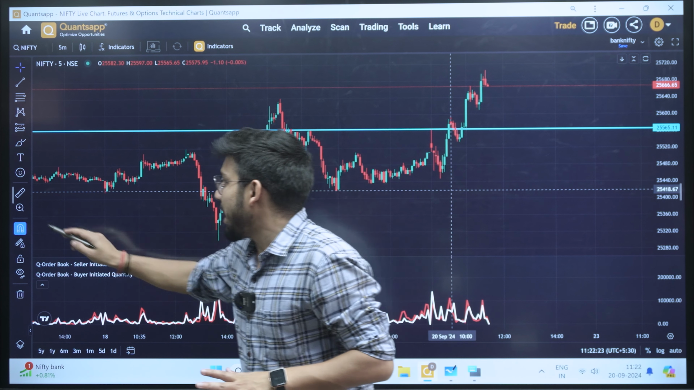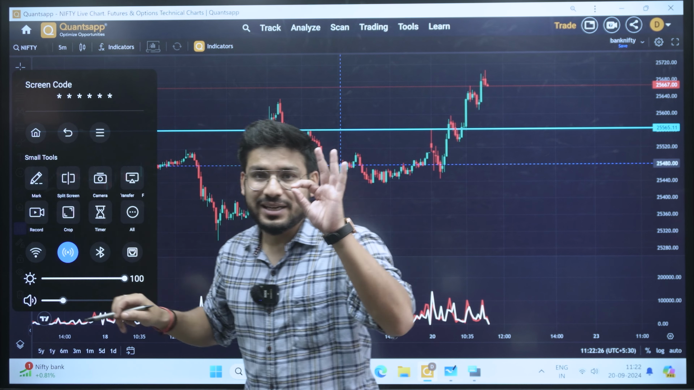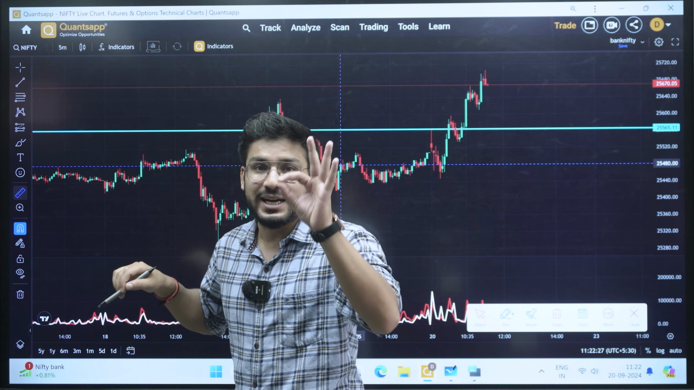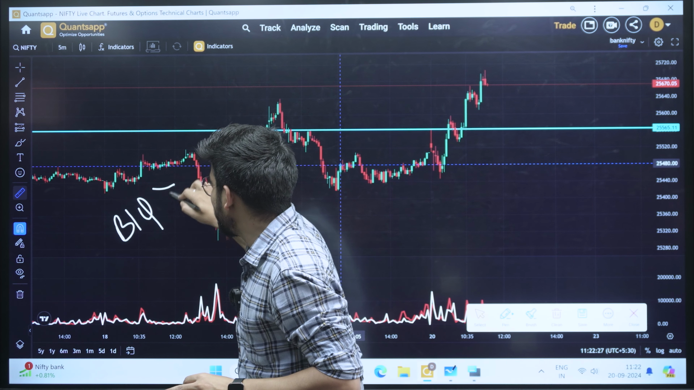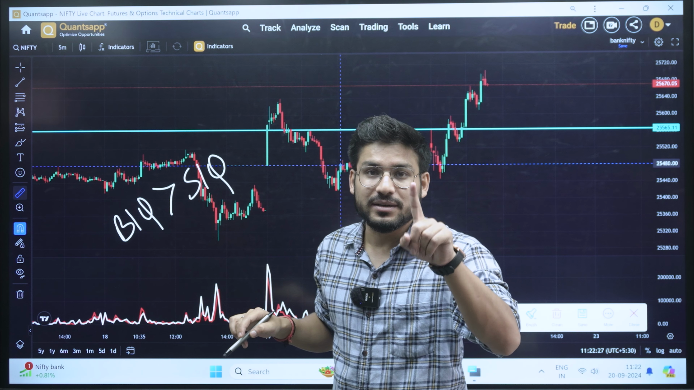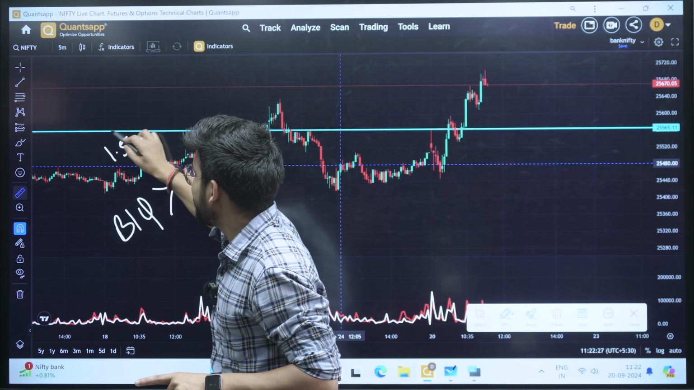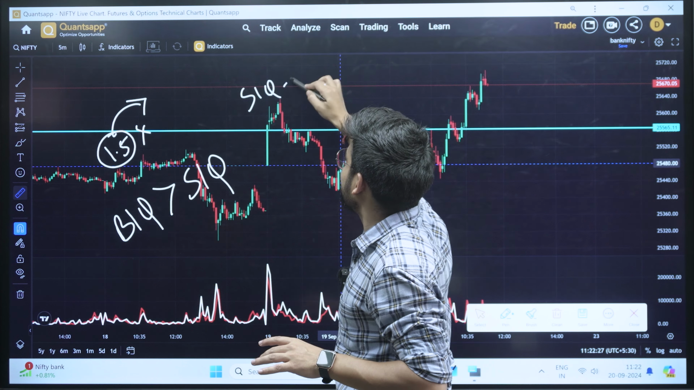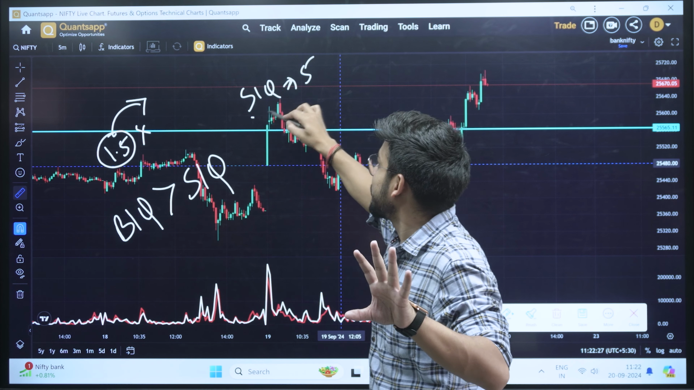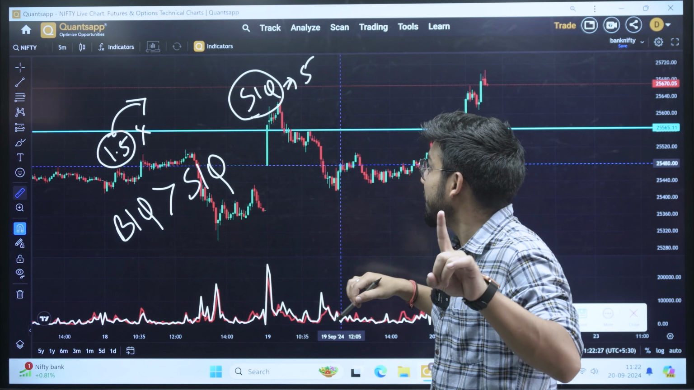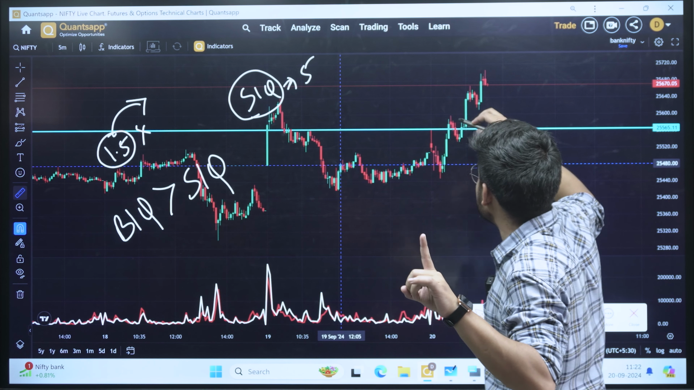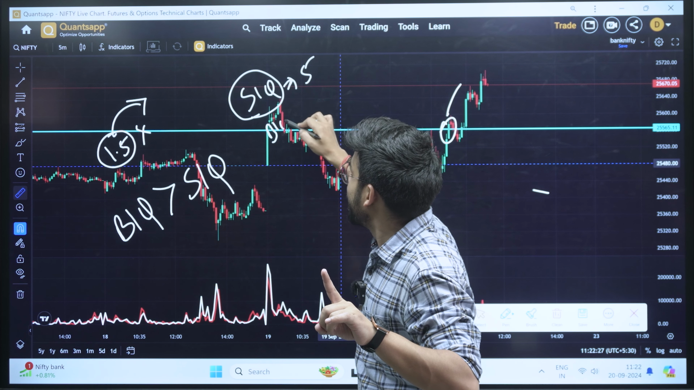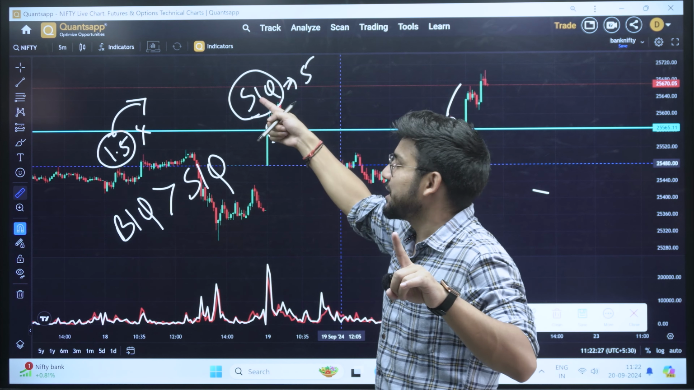Why? Because I will make my entry only at the candle which is breaking out of the resistance, and its BIQ should be greater than its SIQ. Not only greater, it should be 1.5 times or more. It means if the SIQ, the seller initiated quantity, is 5, and I'm making my entry in the bullish direction at this candle breakout, then my buyer initiated quantity should be 1.5 times the seller initiated quantity.